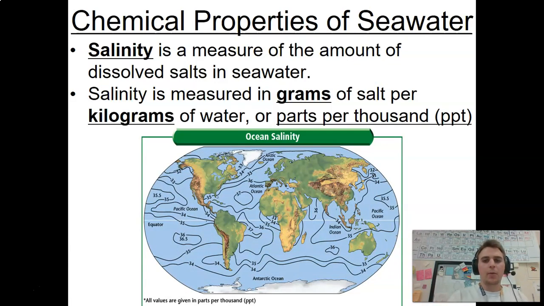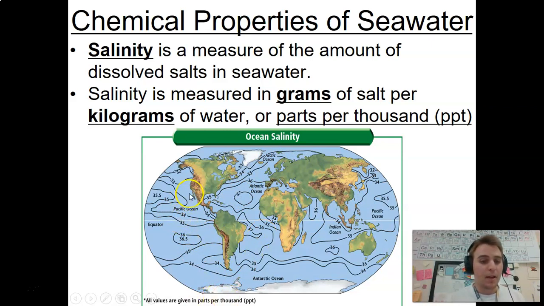Okay? Now, when we talk about seawater, we need to talk about a couple of chemical properties, okay? So salinity is a term that means how much dissolved salt is in the water. And salinity is measured in grams or kilograms, okay? Usually it's grams of salt per kilogram of water, or parts per thousand, PPT, okay? So remember that, parts per thousand, all right? And if we look at this, we can actually see differences in ocean salinity in different areas. So all of these values are given in parts per thousand, as you can see.